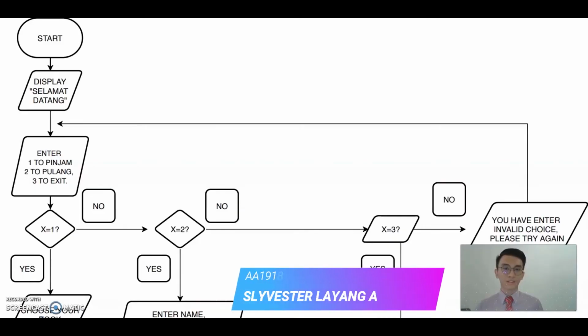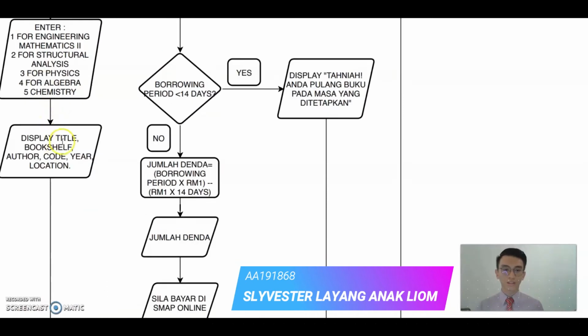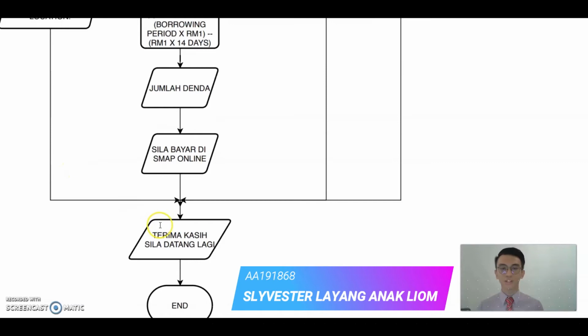The flowchart represents the start or beginning and the end of the program. So first, start and display "Selamat datang", and students have three choices: to pinjam, to pulang, or to exit. If they want to borrow the book, they need to choose a book, and then it displays the title, bookshelf, author, code, year, and location. And next, it will display "Terima kasih".